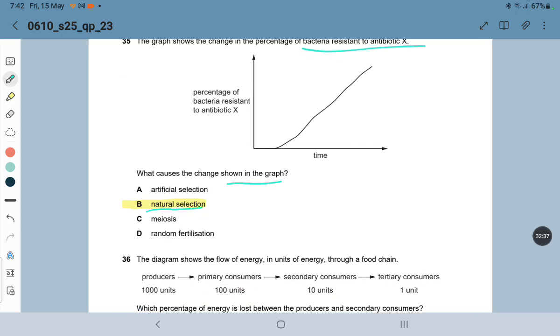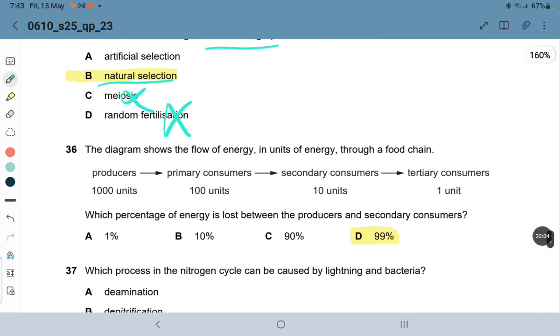Of course, it's natural selection, not meiosis, because meiosis causes variation in humans, not in prokaryotes. Random fertilization also occurs in humans and animals, but not in prokaryotes. Artificial selection involves the human acting as the selective agent. For example, this cow was high milk yield and this bull was high milk yield, and they are mated together. But in bacteria, we are not mating one male bacteria with another female bacteria. So of course it's natural selection.